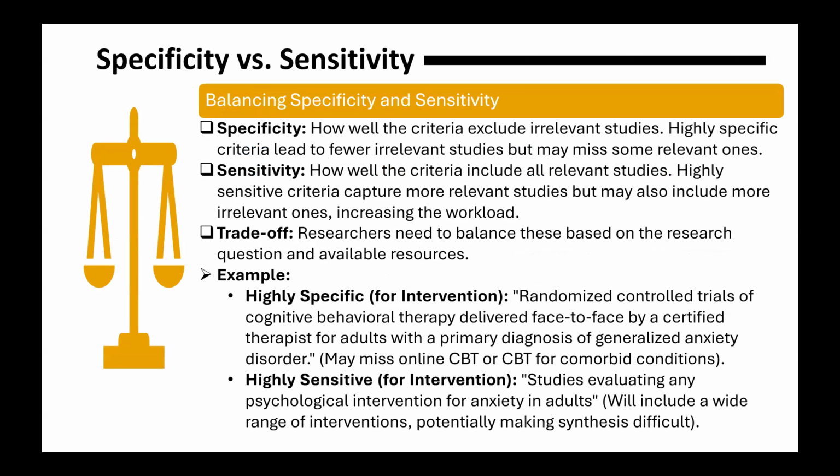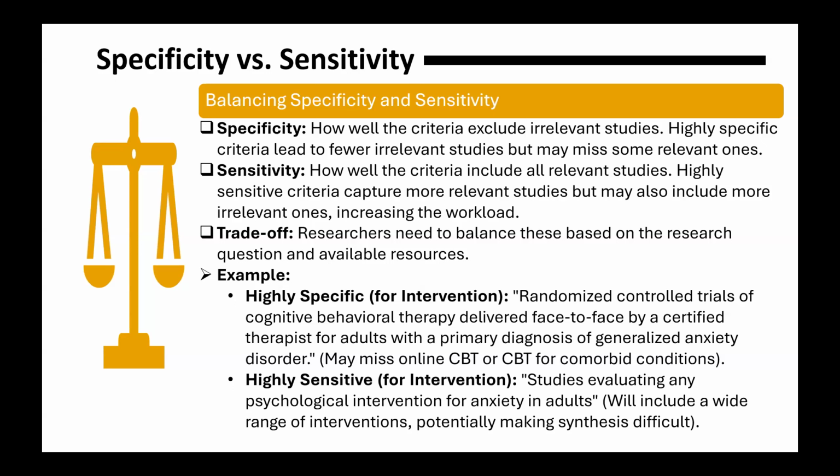Another thing we also need to look at is specificity and sensitivity. It's very important that when you are doing your study, you balance specificity and sensitivity. When we talk about specificity, it is how well the criteria you set are able to exclude irrelevant studies. A study that is highly specific would be one that removes as many irrelevant studies as possible, so that only a few irrelevant studies remain. But the issue here is that in the bid to remove as many irrelevant studies as possible, you will miss studies that are relevant.